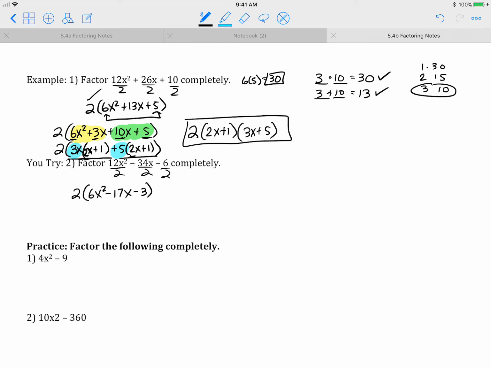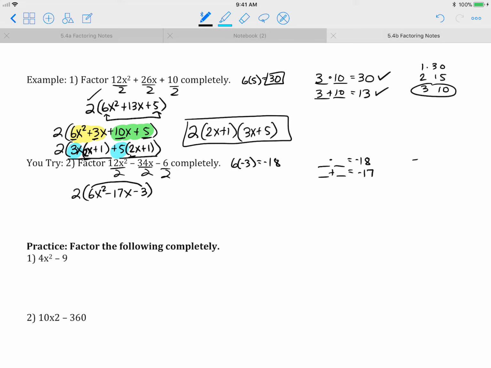I think when they're all positives, it tends to be a little easier because you're not dealing with negative positive combinations. All right, multiply the outside 2 numbers by each other. 6 times negative 3 is negative 18. So I'm looking for 2 numbers that will multiply to give me negative 18 and add to give me that middle term of negative 17.